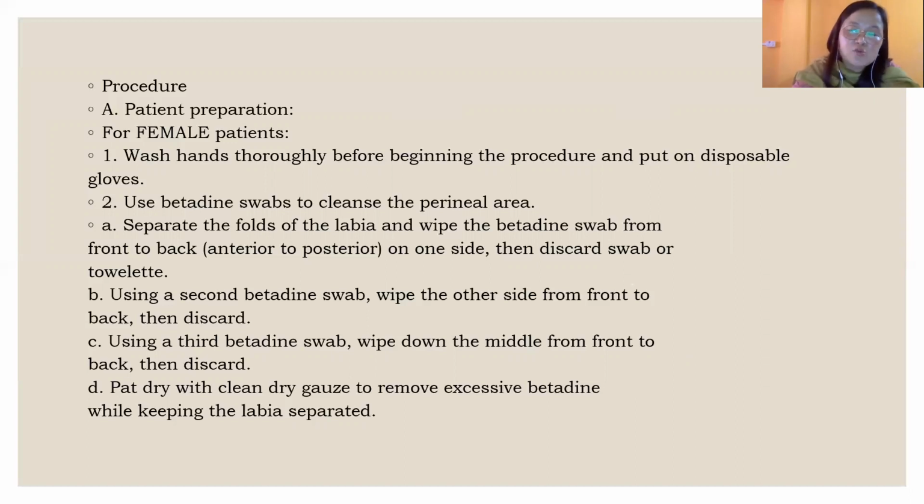Again, we take a betadine swab and clean the other side back to front. We discard the swab. Again, we take a betadine swab and wipe the middle portion back to front, and we discard the swab. So that is how to clean the genital area properly. Lastly, we pat dry with a clean dry gauze to remove the excess betadine while keeping the labia separated. Those are the instructions for the female patient. And if the patient is menstruating, it is not advisable to collect a urine sample.